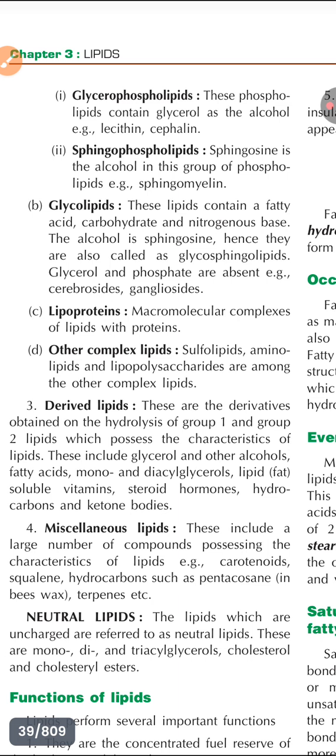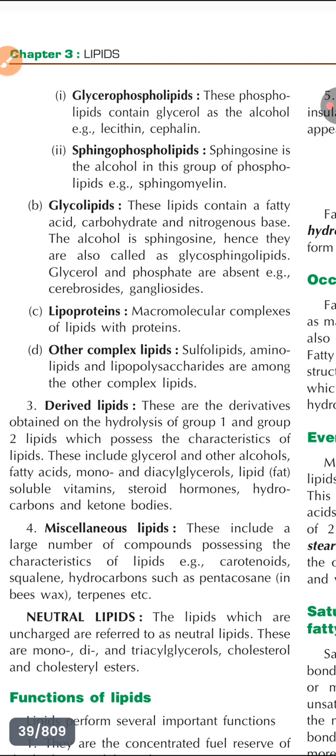Then we have glycolipid. That is after phospholipid. This lipid contains a fatty acid, carbohydrate, and nitrogenous base. The alcohol is sphingosine, right? Hence, they are also called glycosphingolipid. Glycerol and phosphate are absent, e.g. cerebroside and ganglioside. We are all going to see all this. You are going to see their structure and everything.